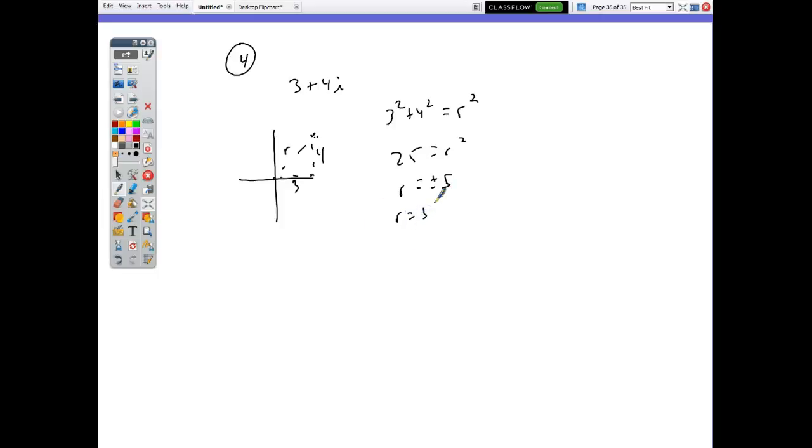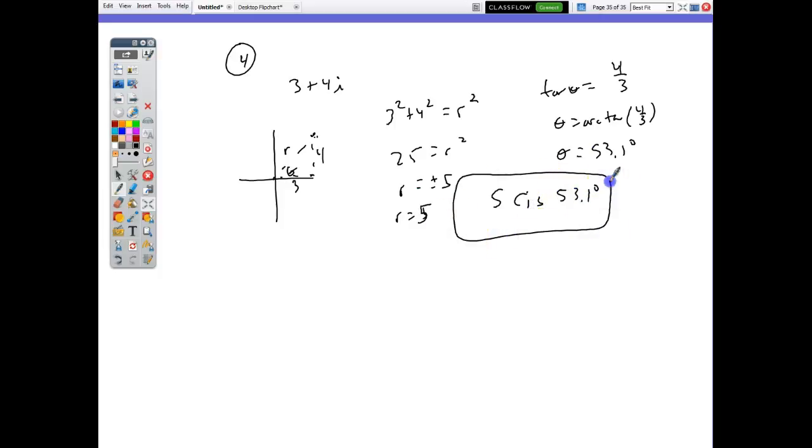What's my angle? How do I find my angle? Tangent theta equals 4/3. Theta equals arctangent of 4/3. I'm going to have to put it in my calculator, so get out your calculator, punch it in there, see what we get. What? 53.13. 53.13? That's my angle. Now, what I've done is totally illegal and immoral and wrong. This is how to find my polar, right? But I'm going to put it in my r cis form. What's my r cis form going to be? Yeah, radius 5 cis 53.1 degrees. And I'm done.